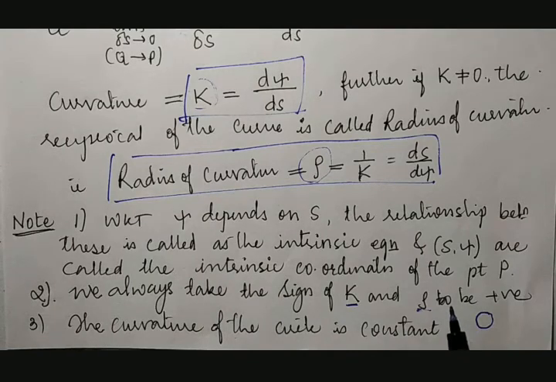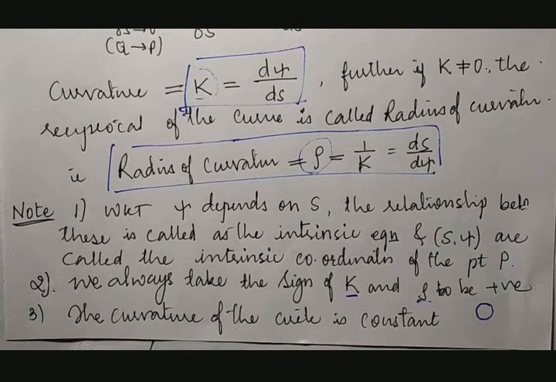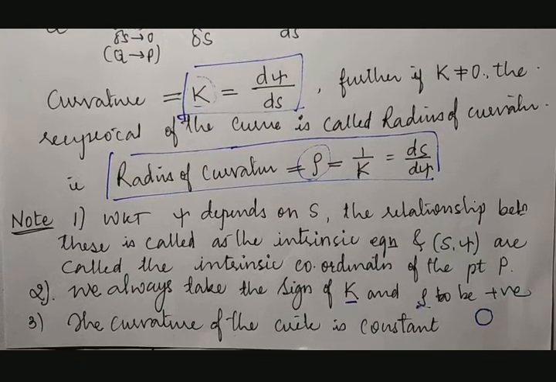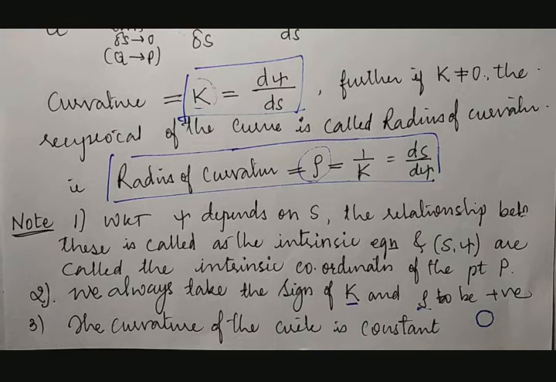Then what will be its reciprocal? 1 divided by 0. 1 by 0 is nothing but infinity. Therefore, the radius of curvature of a straight line is always infinity. It is always infinity. I'll note down that also.